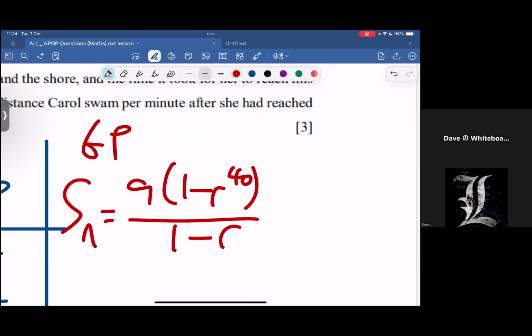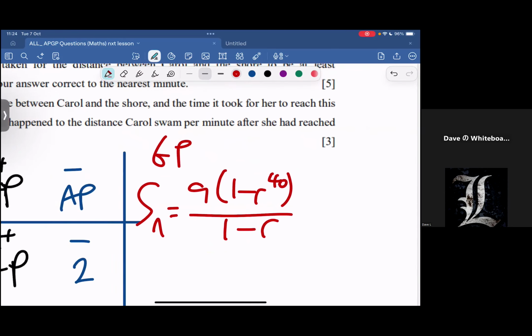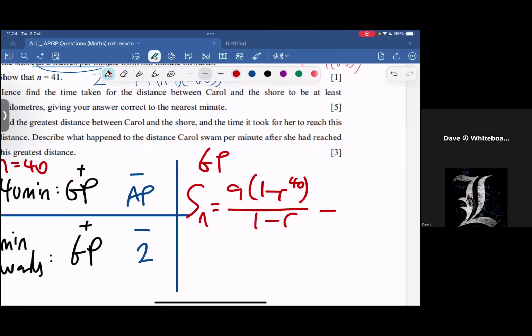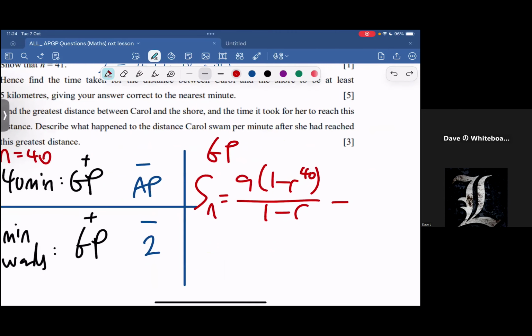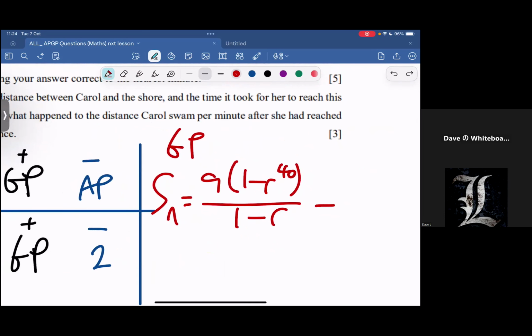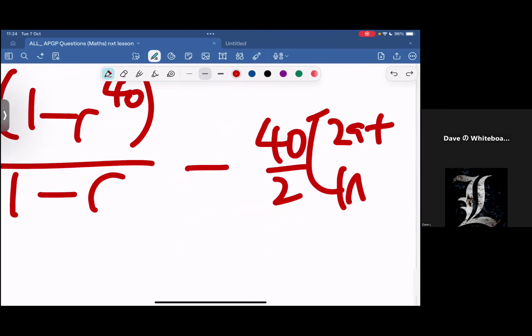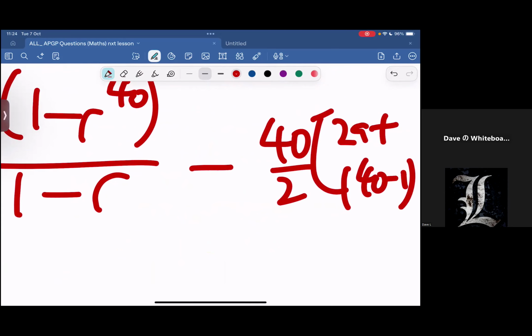Then you need to minus away the sum for the SN term for the AP, which is basically the pushback. The pushback, you must minus there also. Then you can get the total distance traveled for the first 40 minutes. So that will be the AP. And the AP formula will be, of course, N over 2 times (2A plus (N minus 1) times the common difference). So 40 over 2 times (2A plus (40 minus 1) times the common difference).